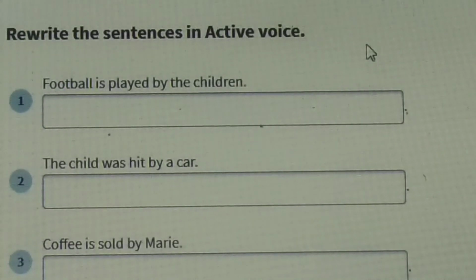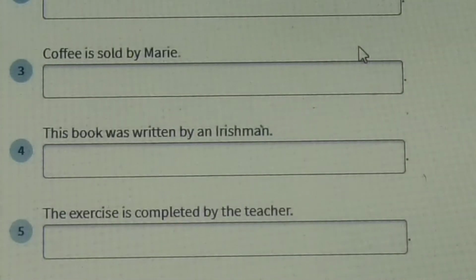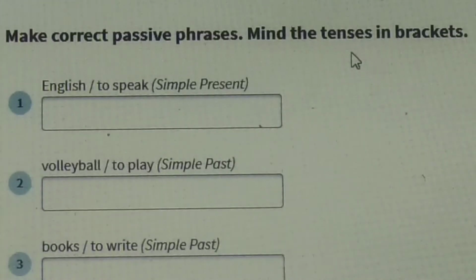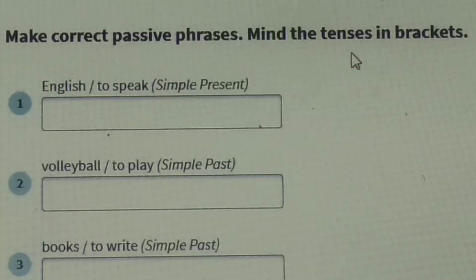Again, a different type. Rewrite the sentences in active voice. Football is played by the children. The child was hit by a car. Coffee is sold by Mary. This book was written by an Irishman. The exercise is completed by the teacher. Make correct passive phrases.